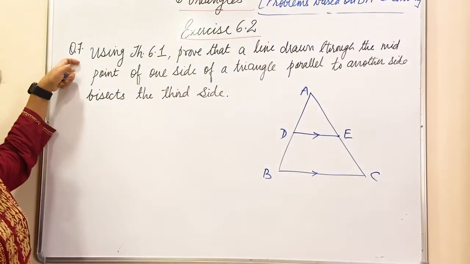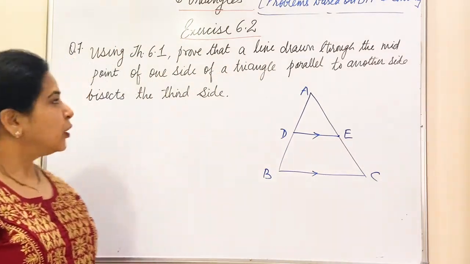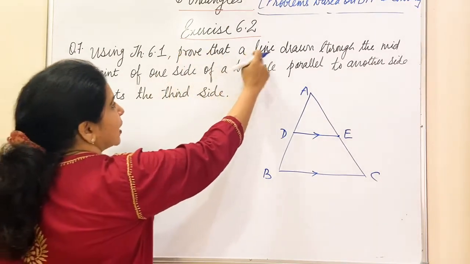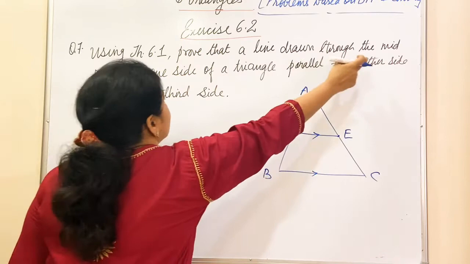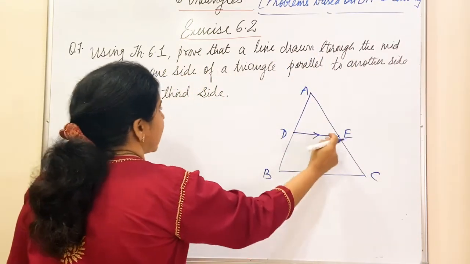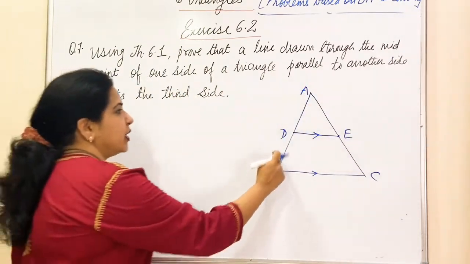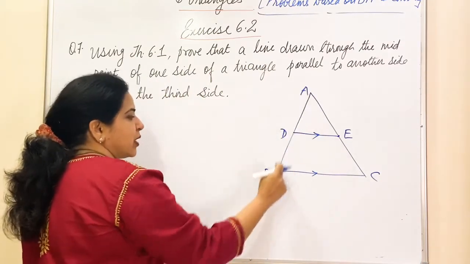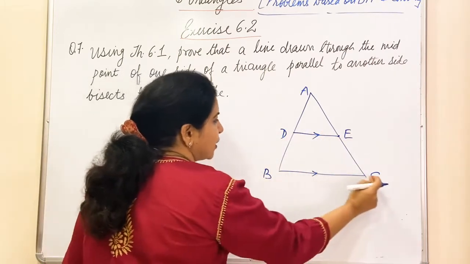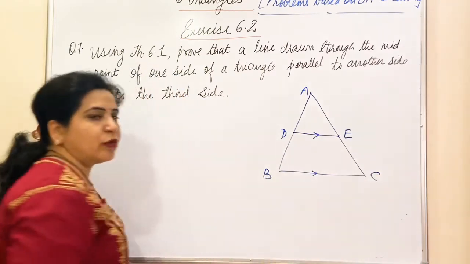In question number 7, using BPT, we want to prove the midpoint theorem, which you have already studied in class 9. We want to prove that a line drawn through the midpoint of one side parallel to another side bisects the third side. So here in triangle ABC, D is the midpoint of AB and DE is parallel to BC. Then we have to prove that E is also the midpoint of AC.